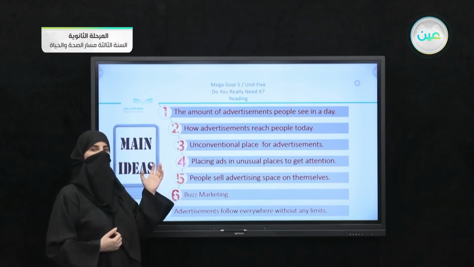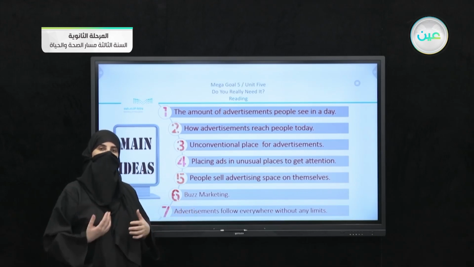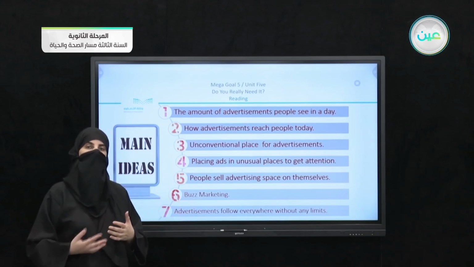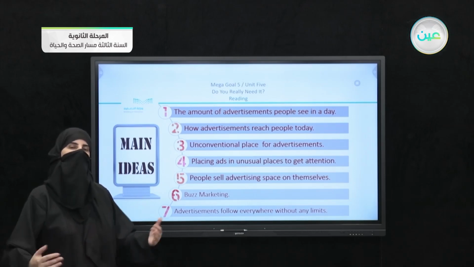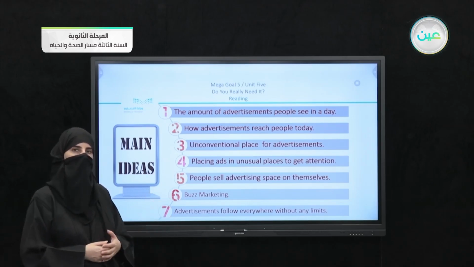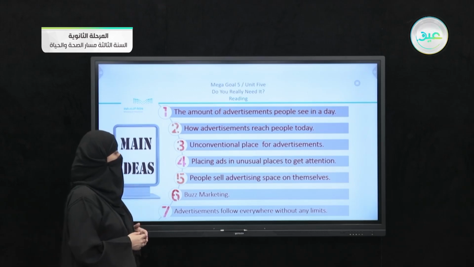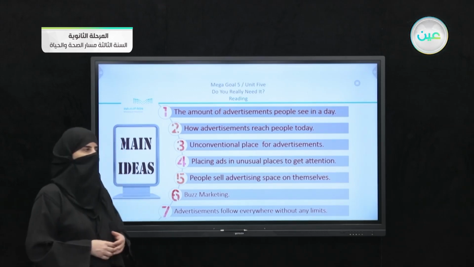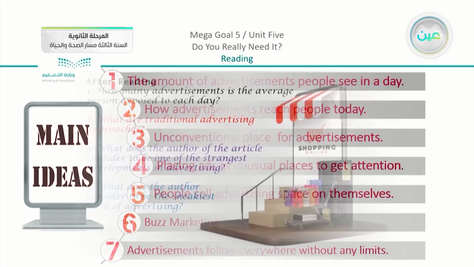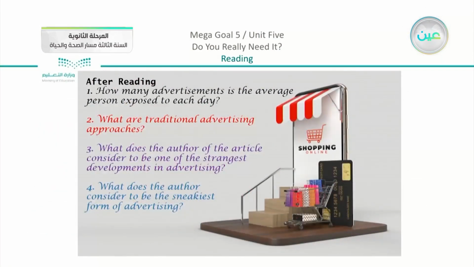Now you can see that we have a lot of details here about different methods or different ways that are used for advertising. And we closed with the last part, which is that advertisements follow everywhere without any limits. So we have here the ideas completely for the reading passage that we have in the book.